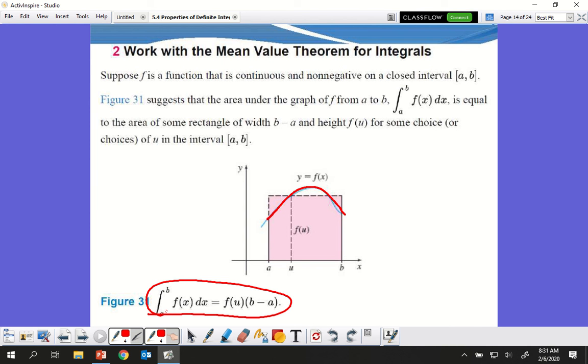Remember, what was the b minus a? What do we call that? Delta x, right? That's my delta x. And then f of u is some point on the function, but we don't know u.